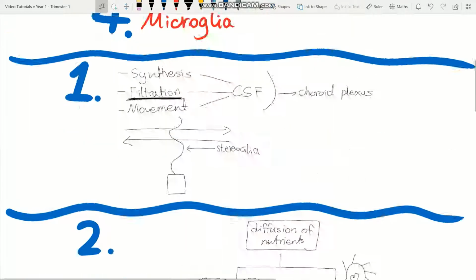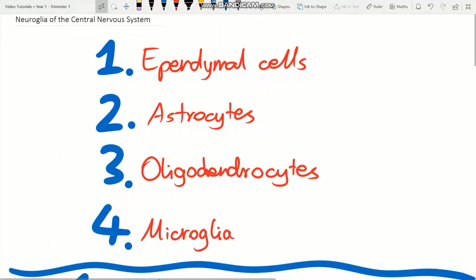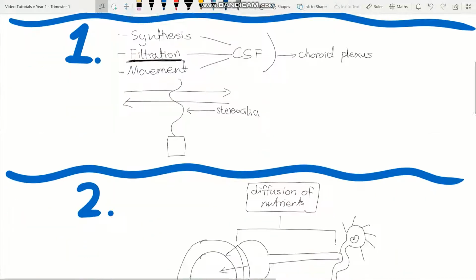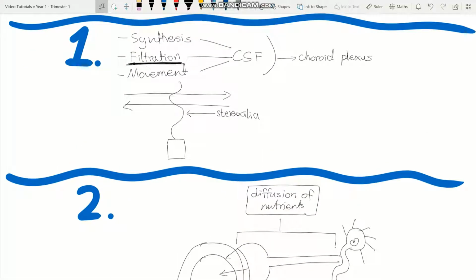So in summary, the 4 neuroglial cells present in the nervous system, specifically in the central nervous system, are ependymal cells, astrocytes, oligodendrocytes, and microglia. Ependymal cells are present on the choroid plexuses and are responsible for three main functions: the synthesis, filtration, and movement of cerebrospinal fluid within the ventricles of the brain.